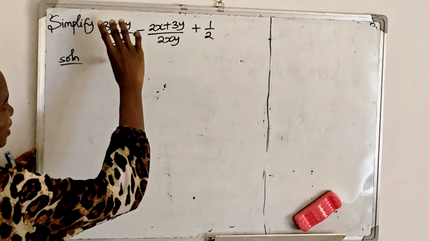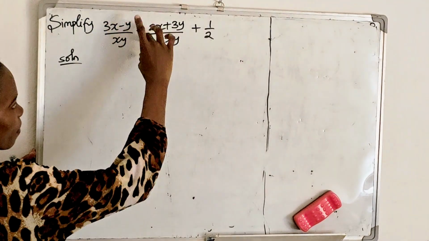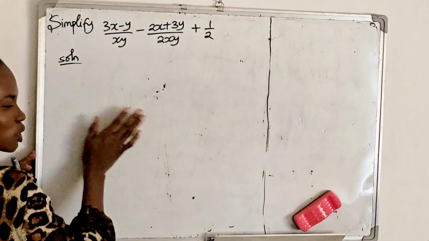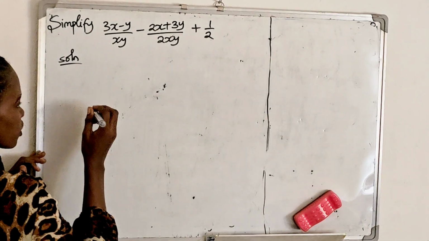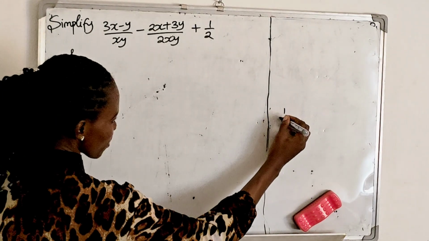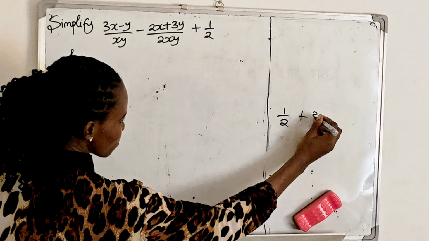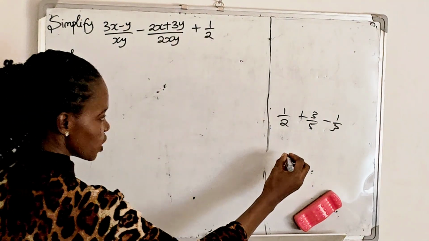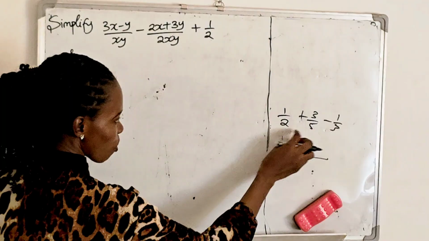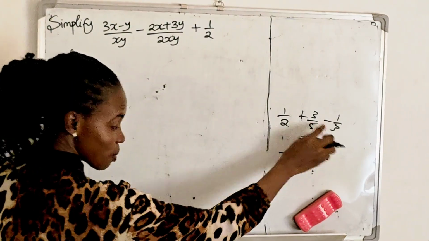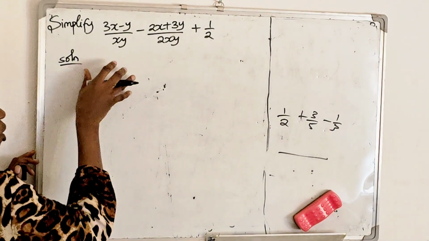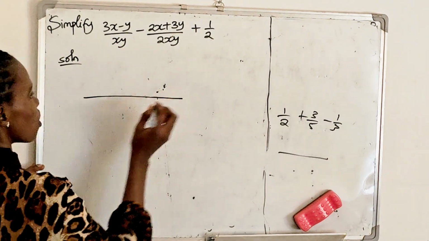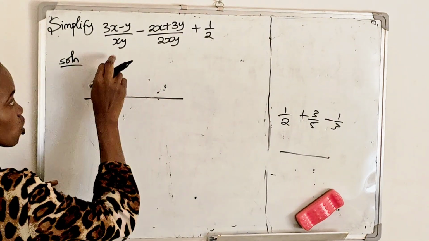You see, there are three different terms: this minus this plus this. So we want it to have a common denominator. So what we do first, just like the way we do normal fractions, 1 over 2 plus 3 over 5 minus 1 over 3. If you want to solve this, the first thing you do is make it a common denominator by finding the LCM of the denominators, right? So that's what we're going to do here. This is algebraic fractions. We find the LCM of the denominators.